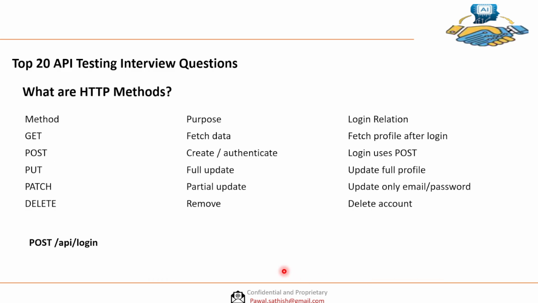Next, what are HTTP methods? The first method is GET, which fetches the data, for example fetching the profile after login. Then the POST method: if we need to create a username, we can use POST. Create or authenticate, login uses the POST method. Then PUT: if you want to update the data, you can use the PUT method. Then PATCH, if you want a partial update, like updating only email or password. If we want to delete or remove the data, we can use the DELETE method.